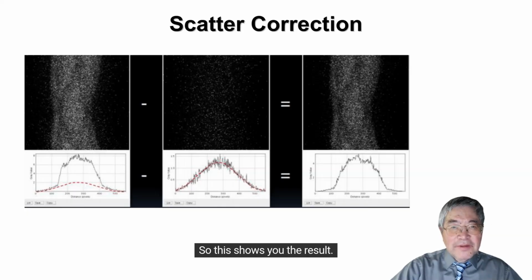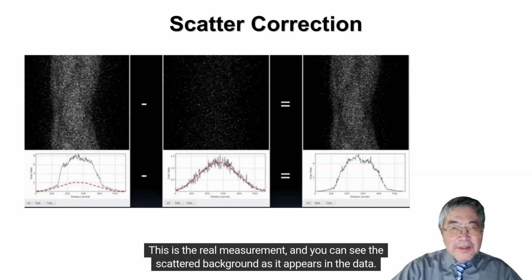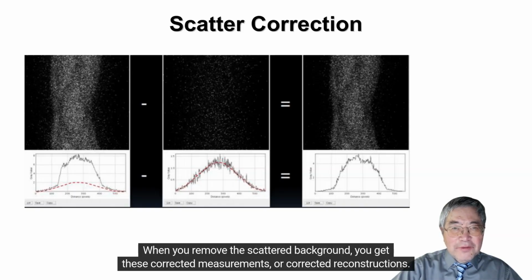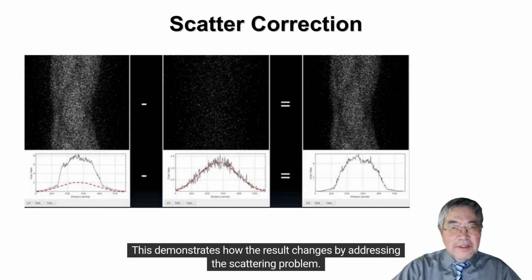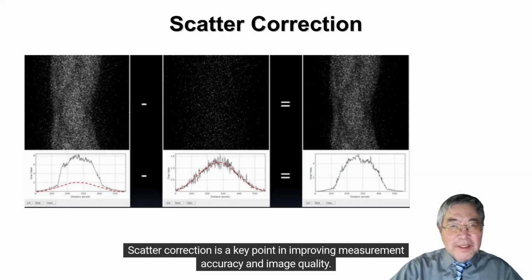So this shows you the result. This is the real measurement, and you can see the scattered background as it appears in the data. When you remove the scattered background, you get these corrected measurements or corrected reconstructions. This demonstrates how the result changes by addressing the scattering problem. Scatter correction is a key point in improving measurement accuracy and image quality.